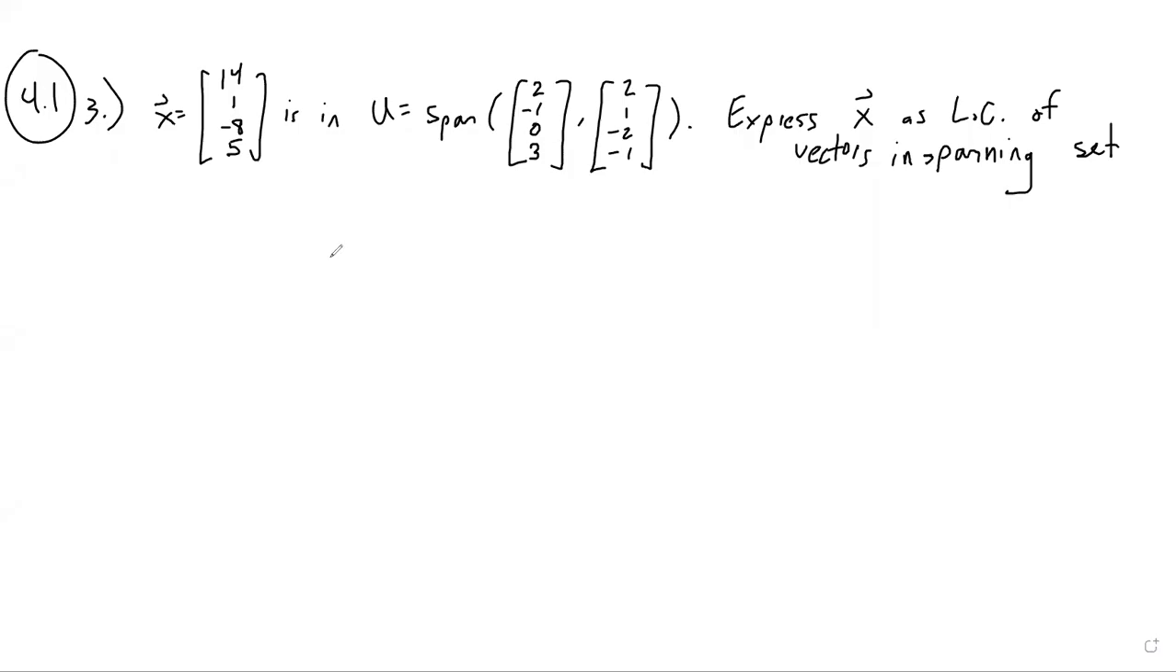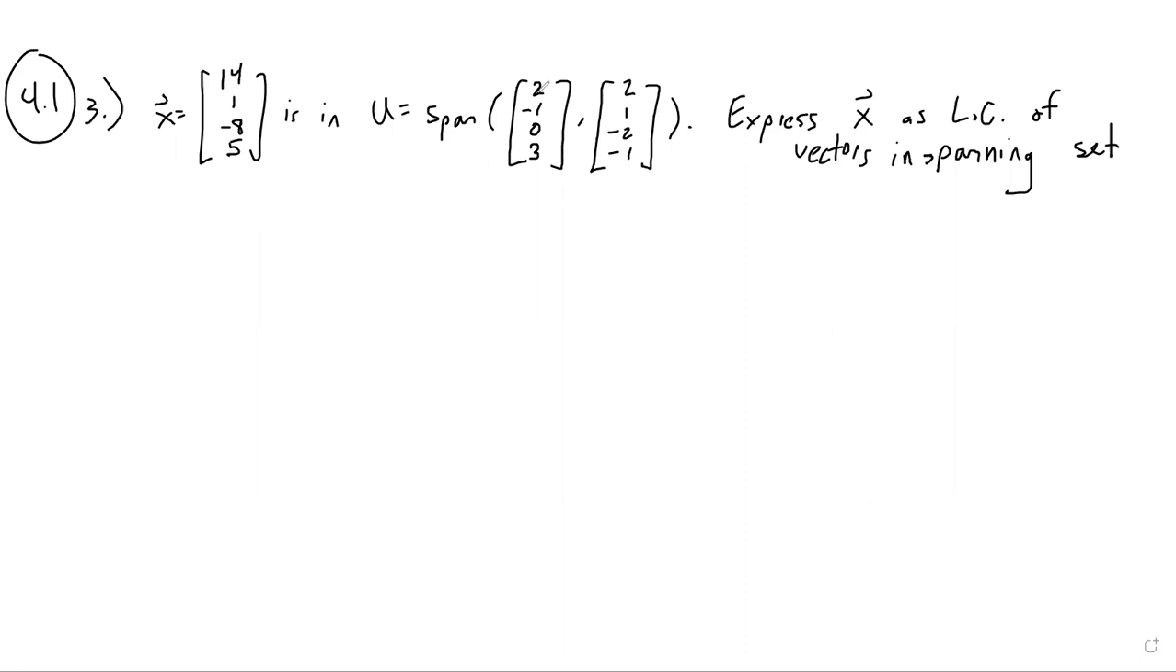For this question, we are told that x is in the span of these two vectors, this subspace, and we want to express x as a linear combination of those vectors. So we don't have to check that it's actually in the span. That's going to be kind of a byproduct of the work that we end up doing here.